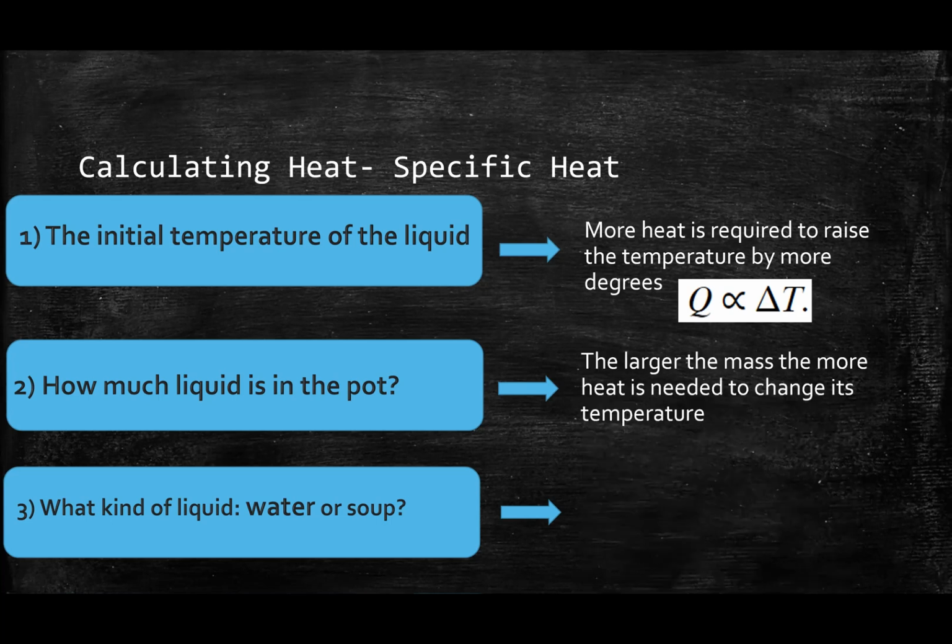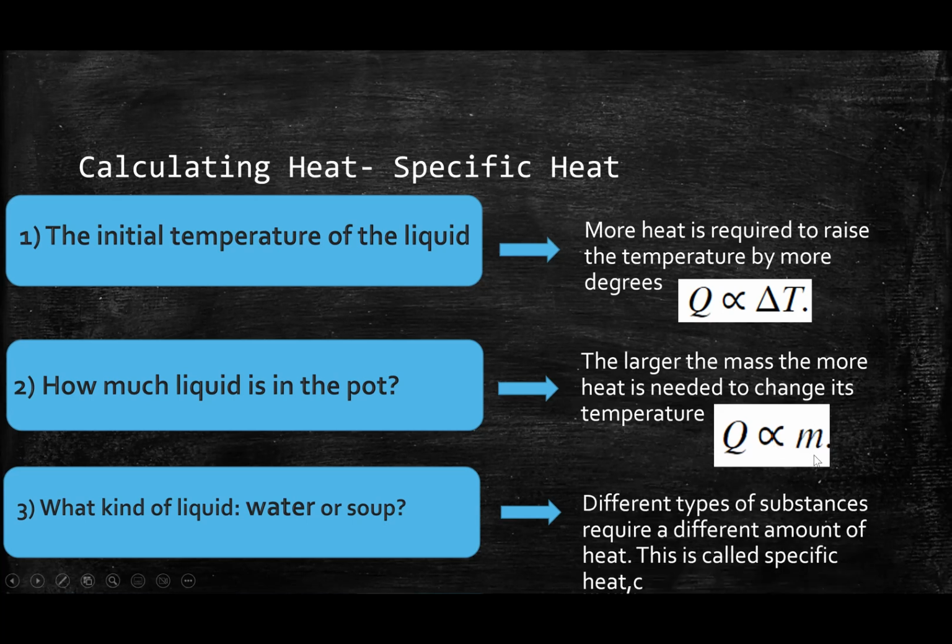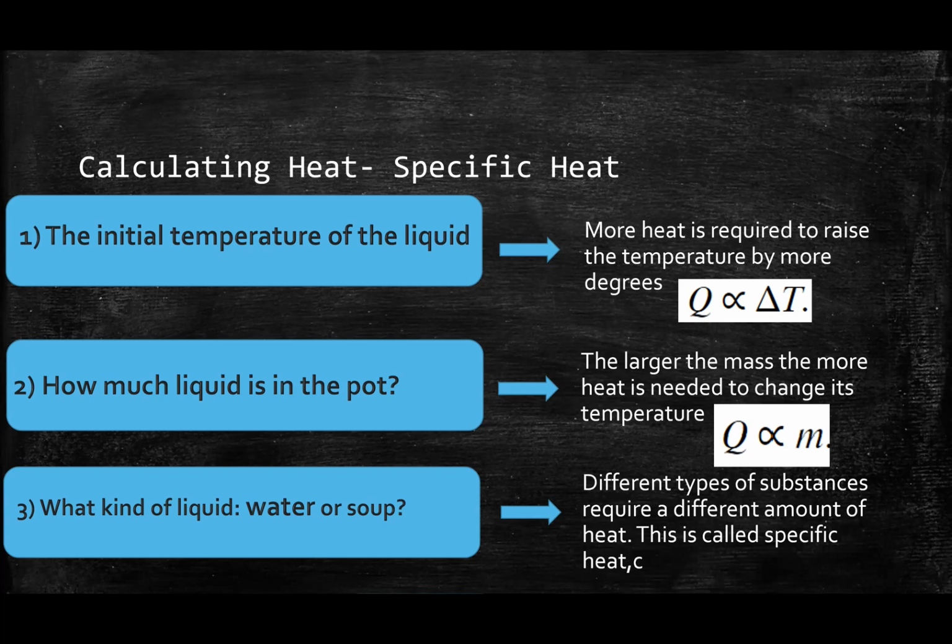The larger the mass, the more heat is needed to change the temperature. If we have more liquid in the pot, we increase the mass. Imagine boiling a small pot of water; it will happen faster than if we have a really huge giant stock pot of water. So the larger the mass, the more heat is needed, and we can say that the heat, or Q, is proportional to the mass. And then different types of substances require different amounts of heat energy. That is what we call the specific heat.